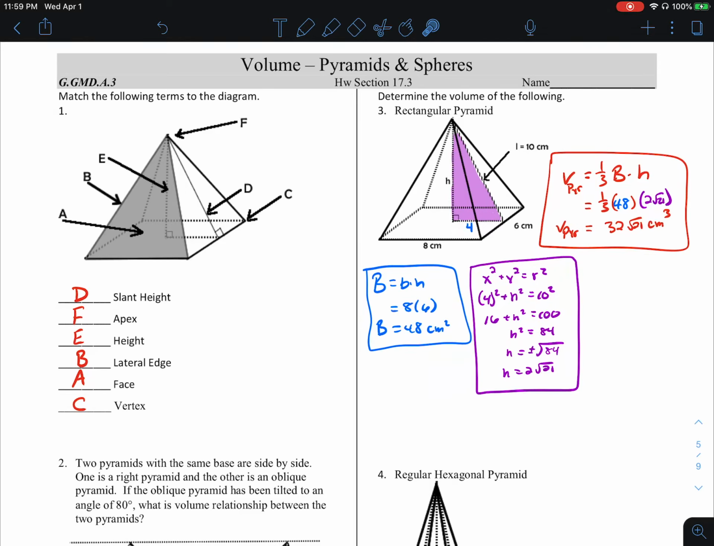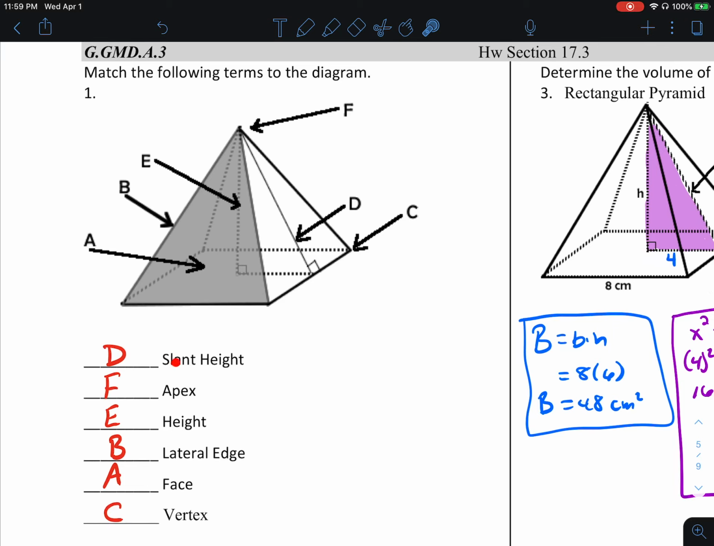This is Honors Geometry, section 15.3. Find the volume of pyramids and spheres. Homework assignment. Match the following terms to the diagram.